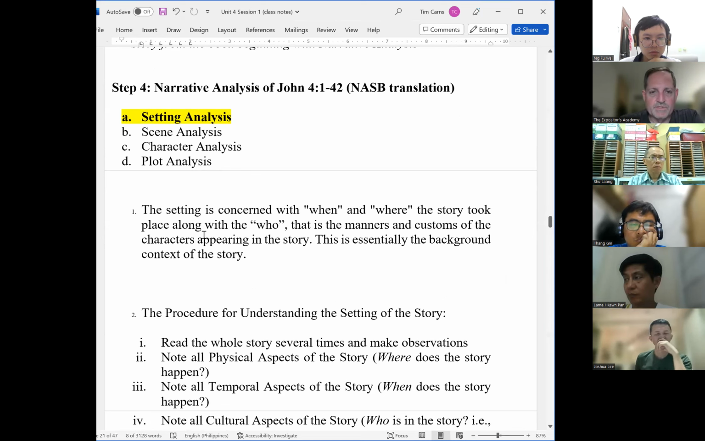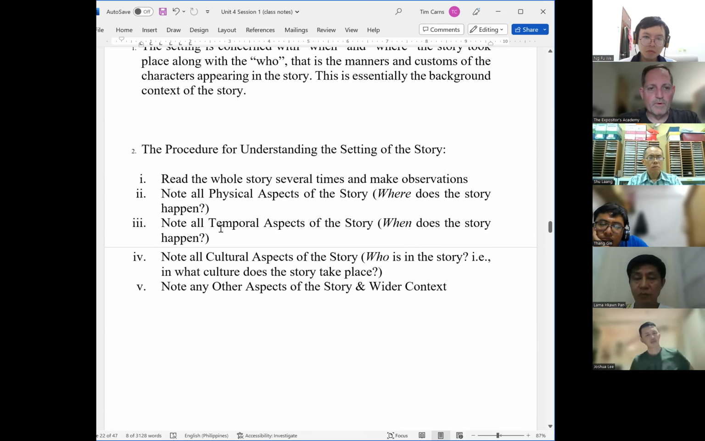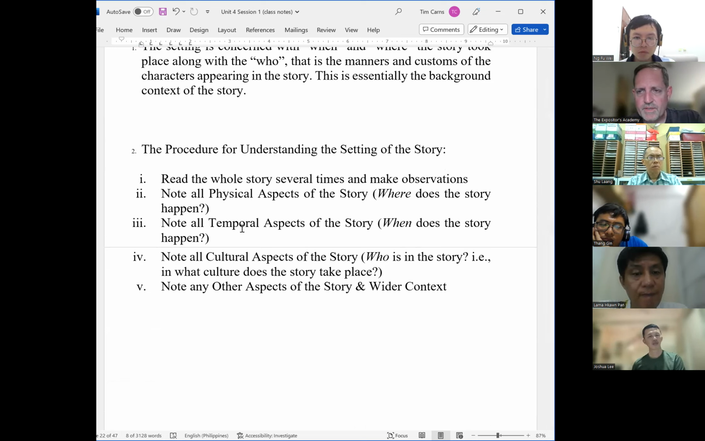And again, remember, the setting is concerned with the when and the where of the story. Where did it take place? When did it take place? Who is involved within that story? This is essentially the background context of the story. And these are the steps to do that. First, we want to read the whole story and make observations. And then we want to note any of the physical aspects of the story. That is, where does it happen? What's the location? What are we told about it? And then we want to understand the temporal aspects. That means the time. When does the story happen? Not necessarily the year, but just what is the time mentioned within the story?